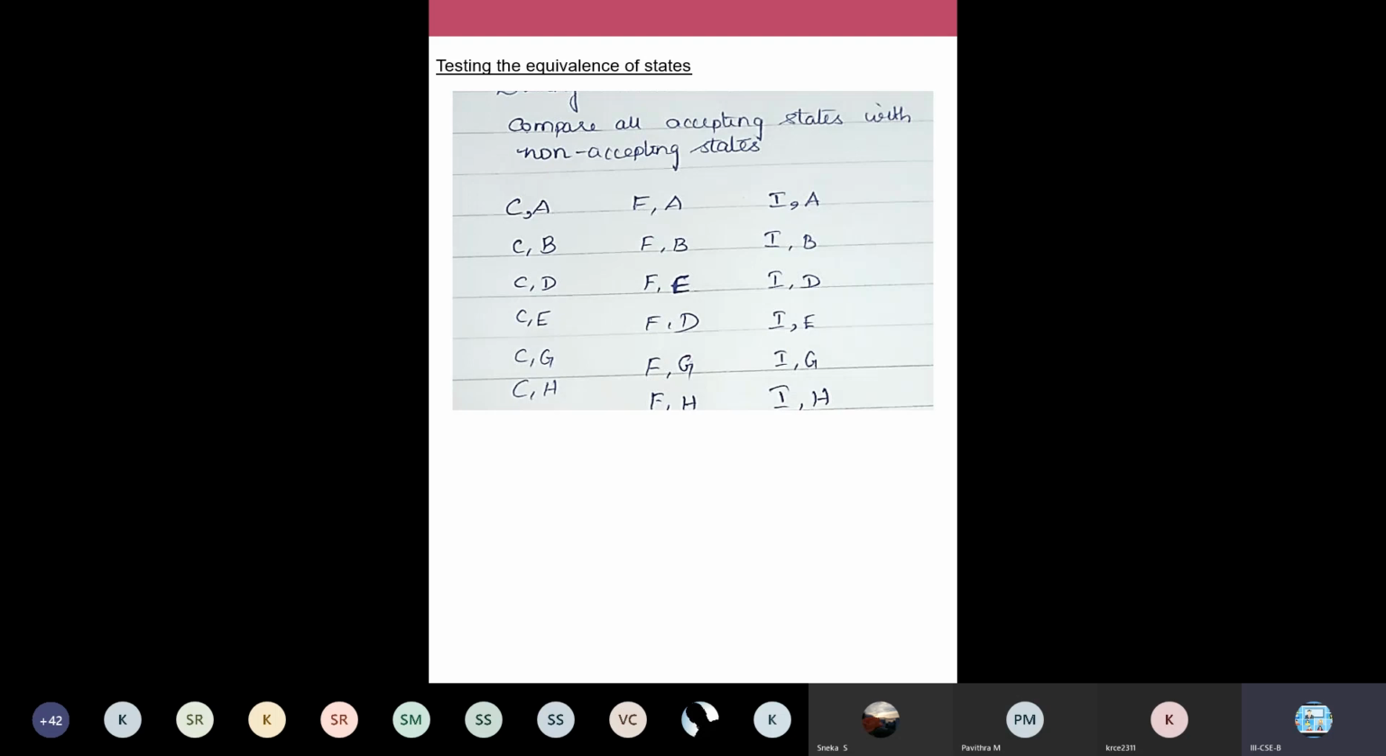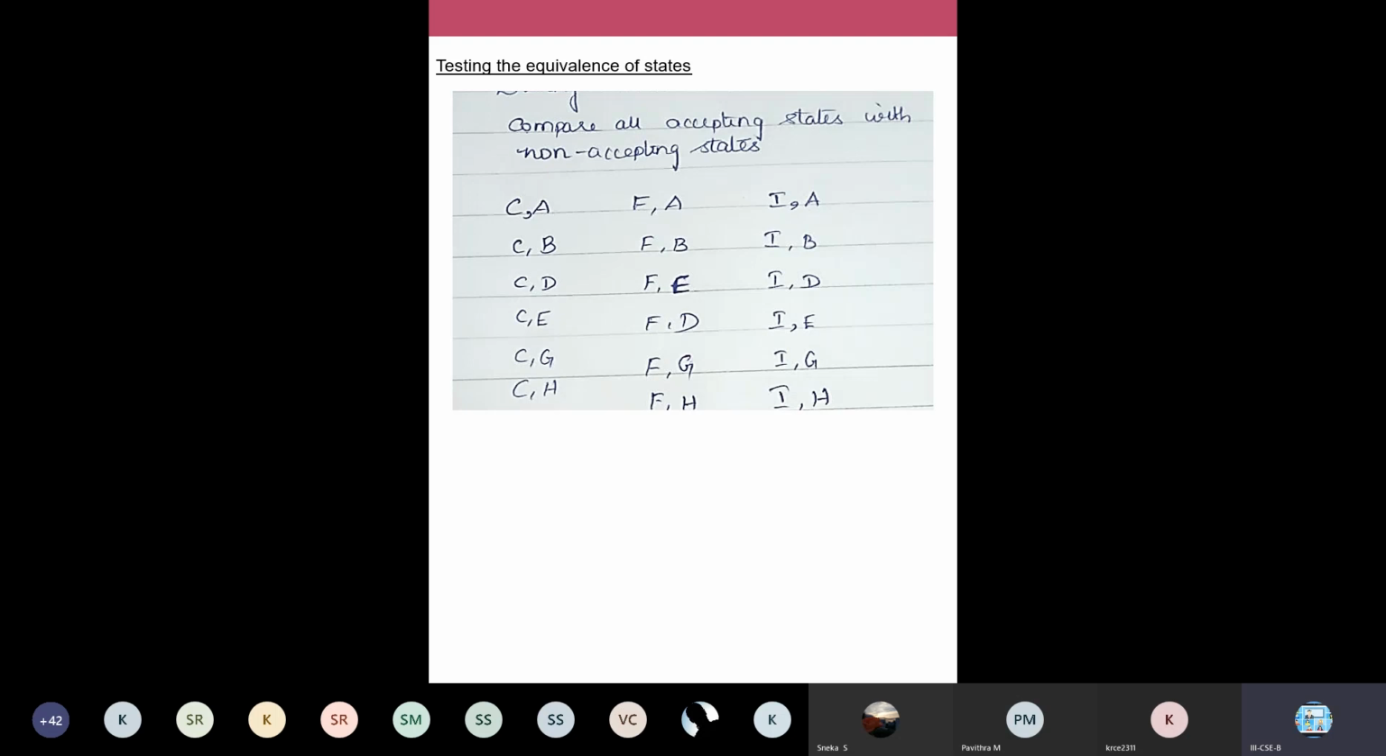I is an accepting state. Compare I with all the non-accepting states in your DFA. So I've just written the states here. I now declare that all these states are distinguishable. Since one is accepting and another is non-accepting, these combinations, whatever we have written at this step in our slide, they are all distinguishable states.